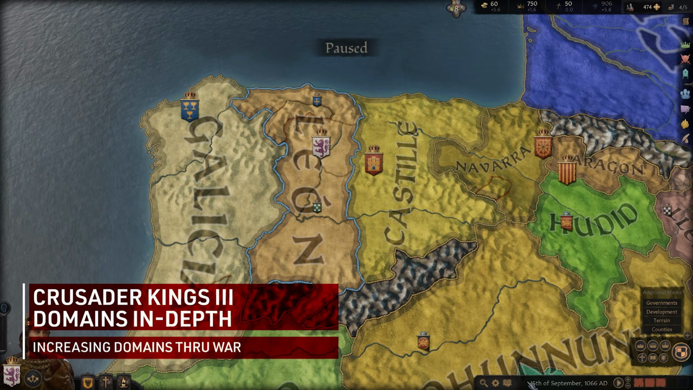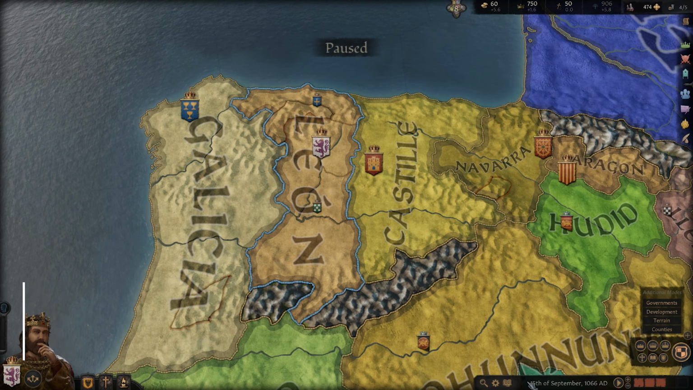Increasing domains through war. One of the quickest ways to increase both your realm and your personal domains is through war.